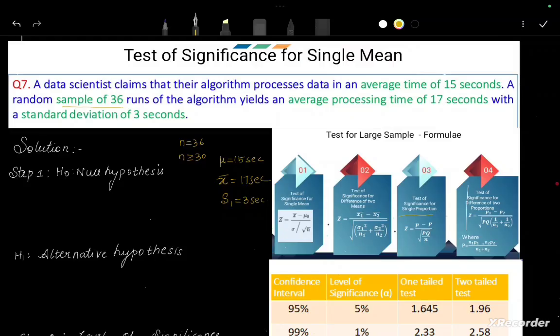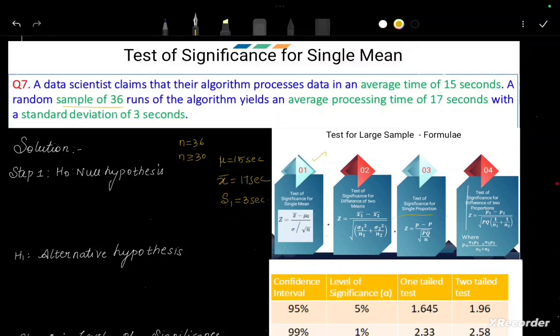Here, in the large sample, you have a population mean and a sample mean. When this is the case, then it is the test of significance for a single mean. Single mean means you have only one sample, right? So it is the test of significance for single mean, and you will be using the first formula here.